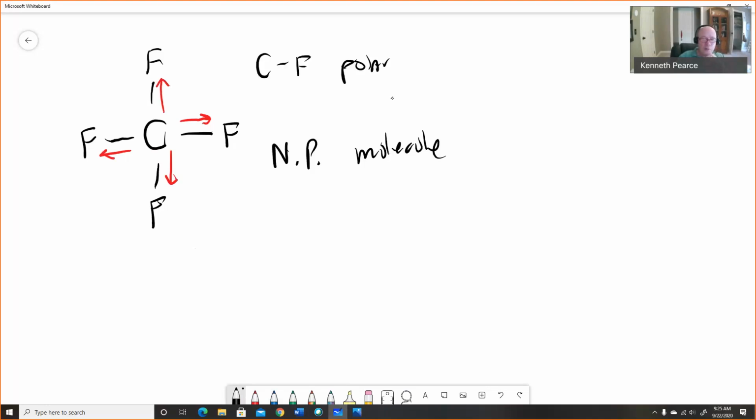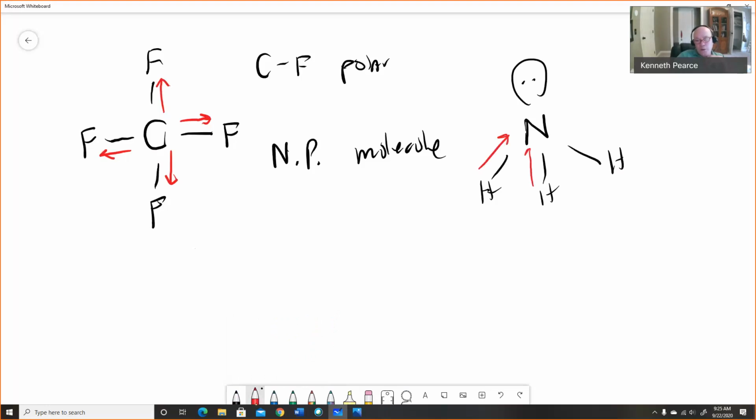However, let's take a look at, say, ammonia, on the other hand, with its lone pair. The nitrogen is more electronegative than the hydrogens, and so we're pulling this way towards the nitrogen. And so the net pull is going to be facing this way. And since it's pulling towards the nitrogen, that end is going to be partially negative, and the hydrogen end is going to be partially positive, because there's a net pull going in that direction.